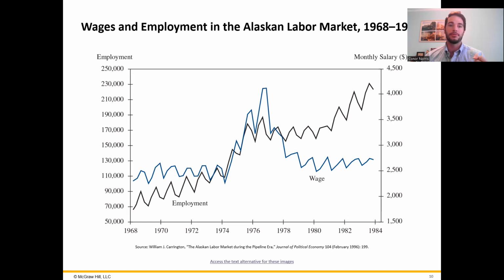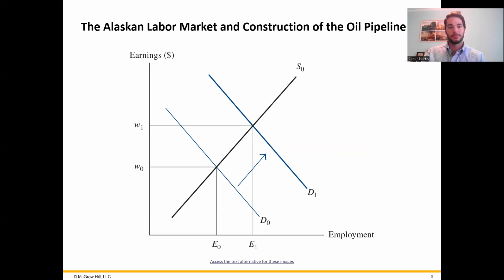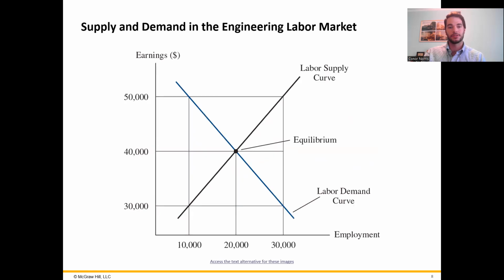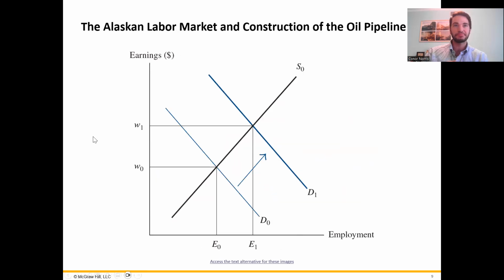So we're going to walk through an example of wages and employment in the Alaska labor market. Yes, I was on the wrong slide. Here. So this is our model of supply and demand. If you look at S0, the supply curve that goes up, and D0, the demand curve that goes down, that's basically what we were dealing with last time. But this is showing a shift in the demand curve, moving from D0 to D1.